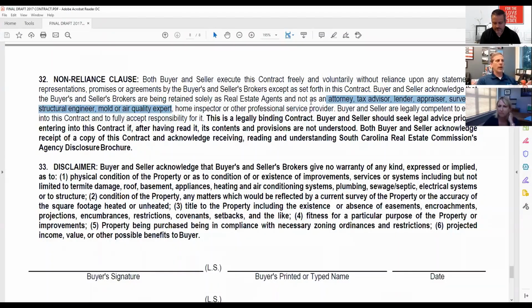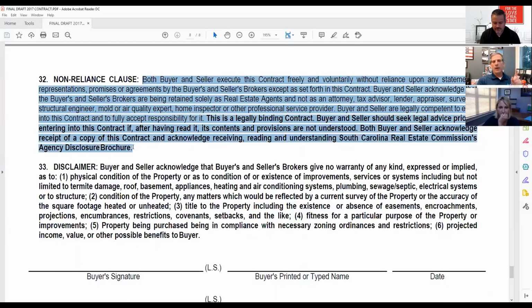So understand, you said here that you're not those things, but when you start giving legal advice, you start giving tax advice, you start giving value advice or structural advice, now you've opened yourself up to lawsuits on those matters. Cannot stress that enough. Stay in your lane. Do not get into the lawyer's lane. I don't get into your lane. Don't get into my lane.